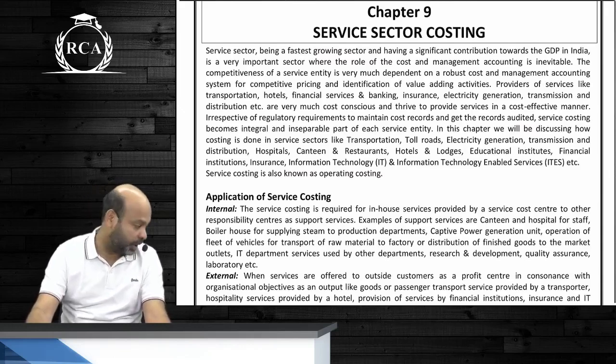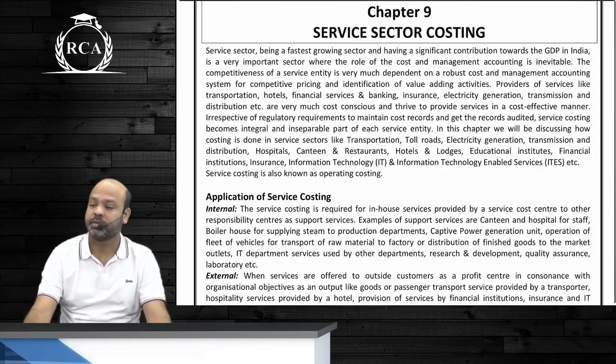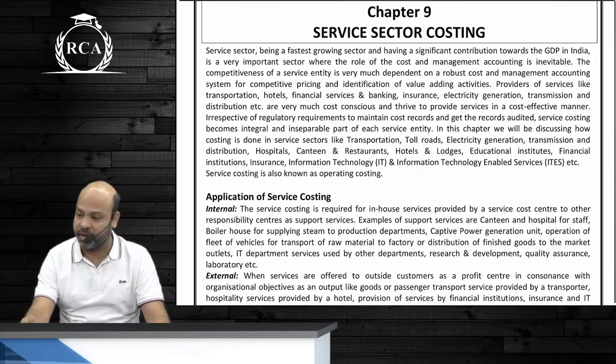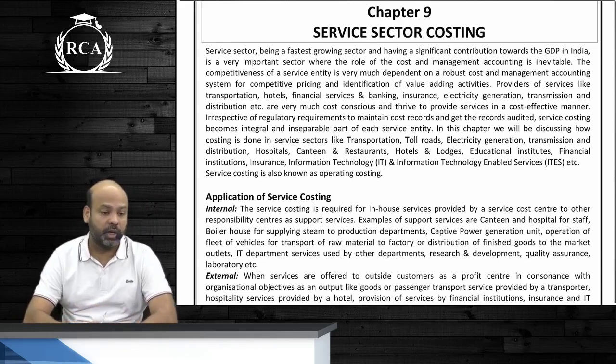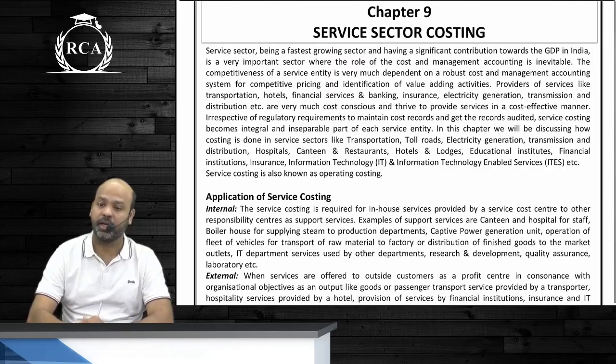Now, Nabil, will you tell us how different is service sector costing from the other costing areas? It is not based on physical units. One of the key differences between manufacturing sector and service sector is that manufacturing sector will have an output that is physically measurable. Correct beta. Anything else?